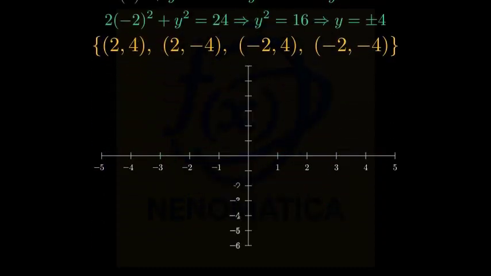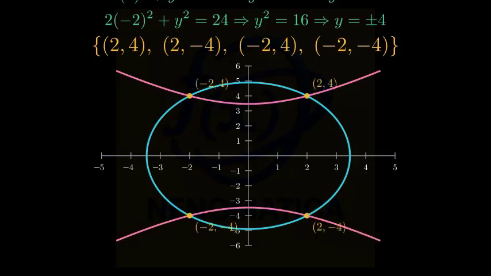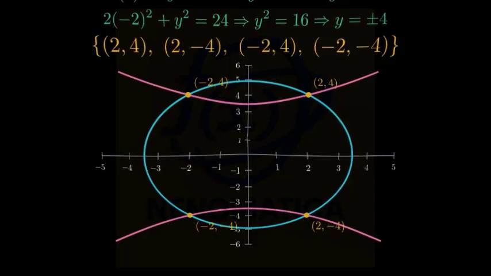Now, let's confirm visually. The first equation is an ellipse. The second is a hyperbola that opens up and down. Their intersection points should match our four solutions.